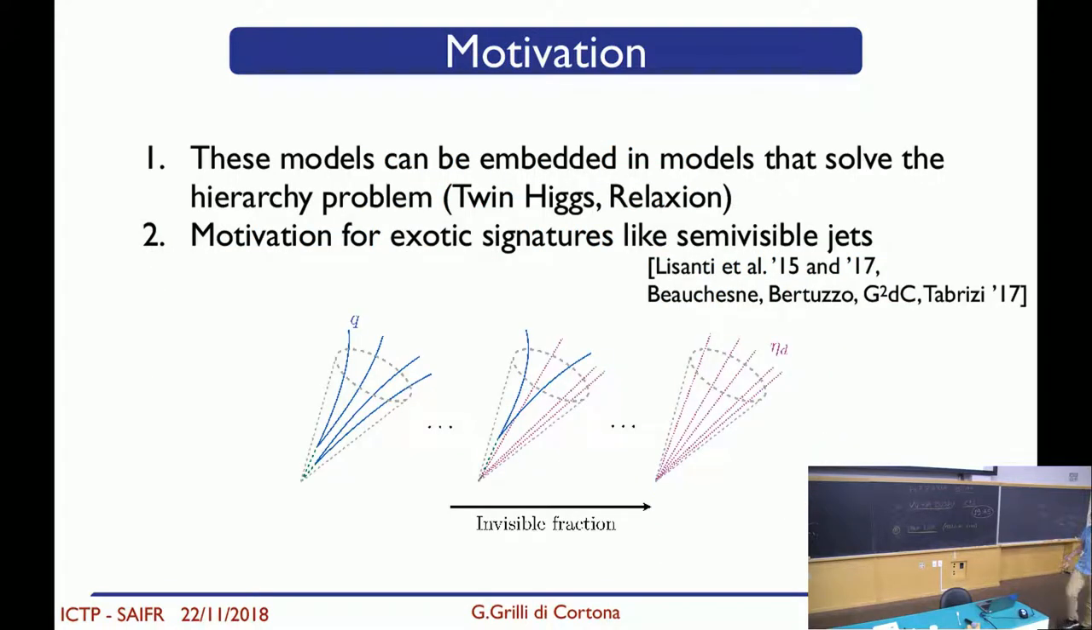So this is also motivated by the fact that this model can be embedded in more complete models that solve the hierarchy problem, like, for example, Twin Higgs or the relaxion, and are a motivation for exotic signatures at colliders, like semi-visible jets. Semi-visible jets are simple jets that have some collinear missing energy in the same direction. They were studied first in these papers here by Cohen, Lisanti et al., and later by Hugh, Enrico, me, and Zara.